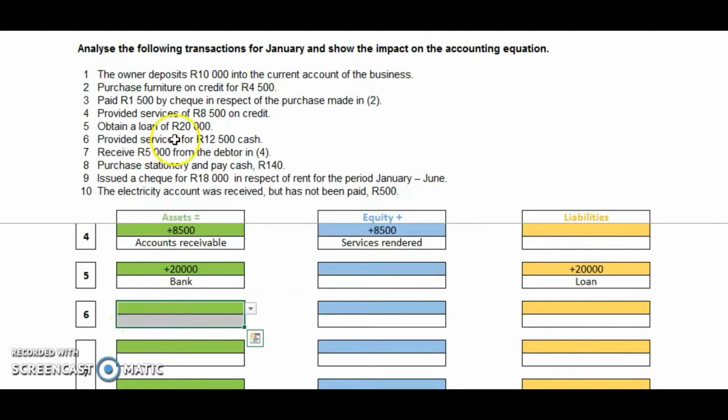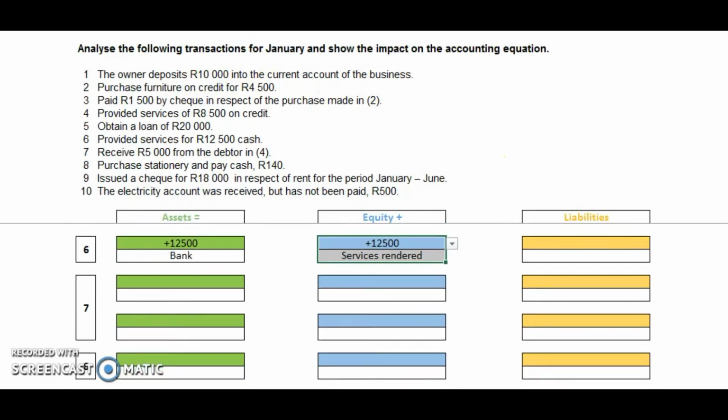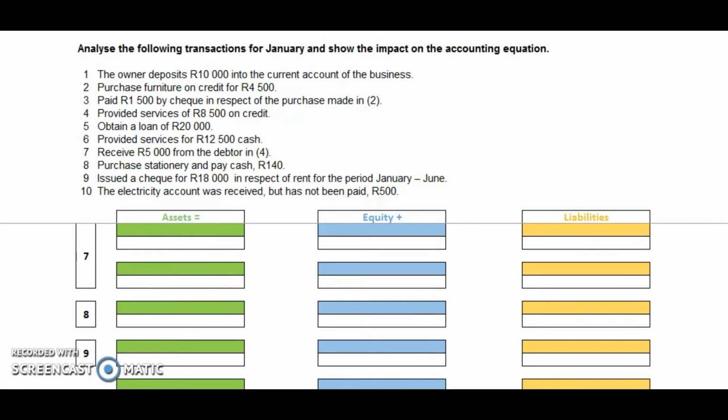In 7, they receive 5,000 Rand from a debtor in respect of the transaction in Note 4. That is the rendering of services with 8,500 Rand. This is not an additional service being rendered, it is a receipt of money in respect of services already rendered. We will therefore not account for the service again, but have to account for the fact that the debtor paid off part of his or her account.